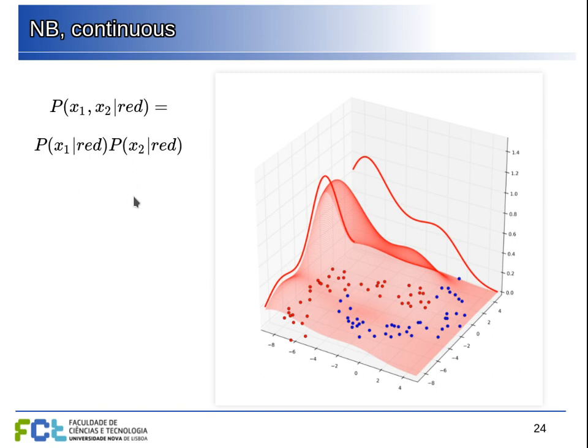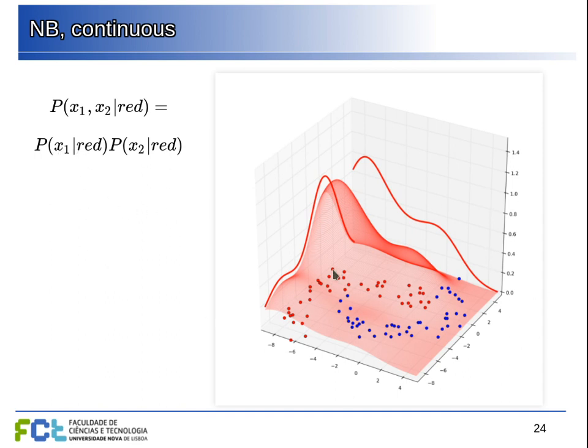Note that this is an assumption in our model. It's not necessarily true in the data. So it's not true that if we choose the red set of points, the features become independent. In this data, it doesn't appear to be the case. But we are assuming this in our model as a way of simplifying the computation of the joint probability distribution of the features in the red class.